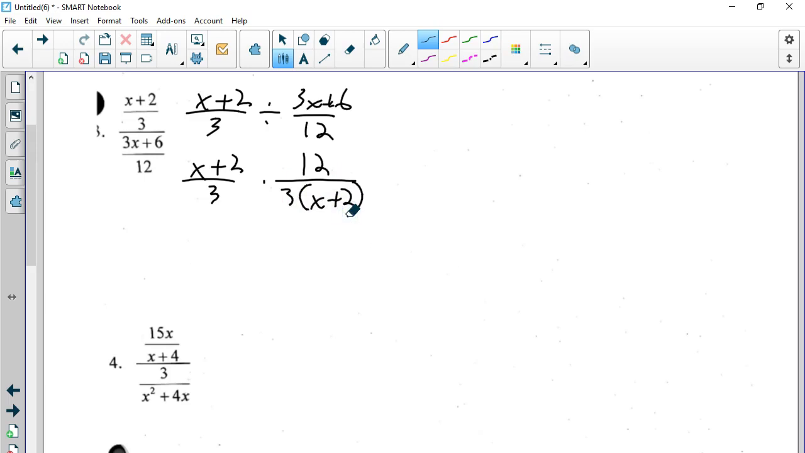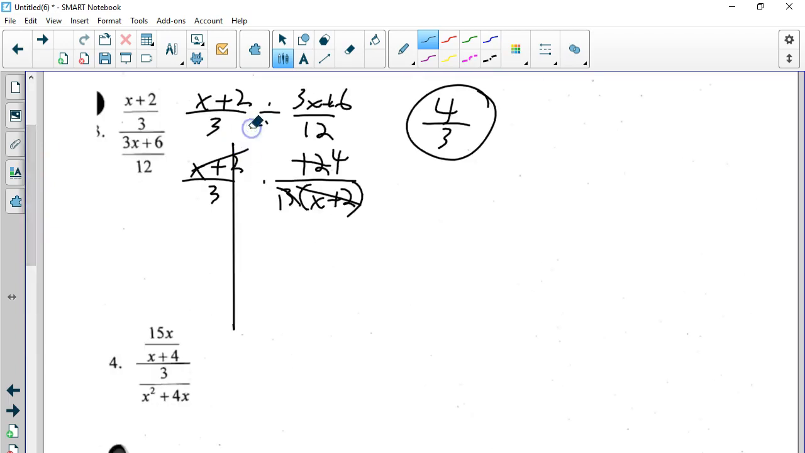And now the fun begins. This x plus 2 cancels here. Either one of those 3's can cancel with the 12. Since it's right underneath, I'm going to make this a 1 and make this a 4. And I'm pretty much finished. On the top, I'm left with a 4. On the bottom, all I'm left with is a 3. That actually simplifies to the fraction 4/3.